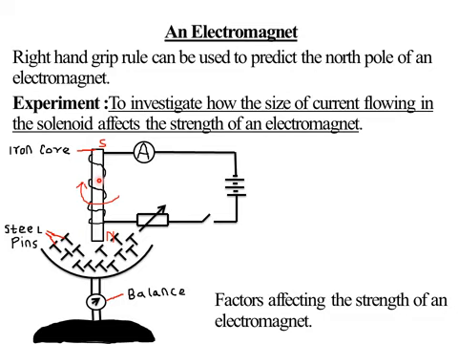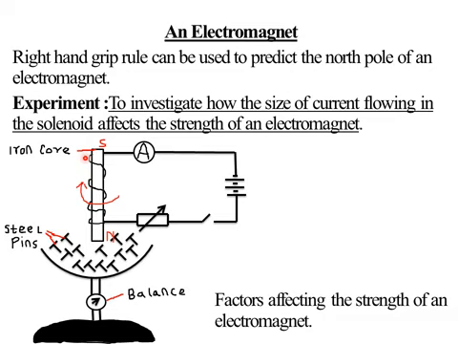So next, we look at the factors affecting the strength of an electromagnet. What are the factors affecting the strength of an electromagnet? The first factor is the number of turns of the coil. This is my coil. The number of turns of this particular coil determines how strongly the electromagnet will be magnetized.